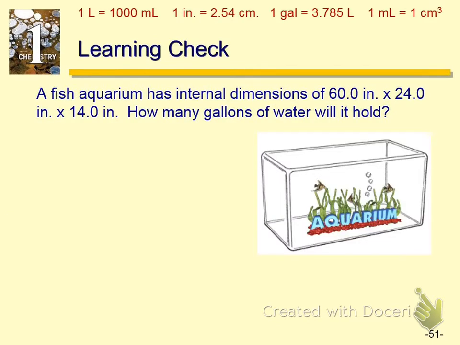Okay. How about this one? A fish aquarium has internal dimensions of 60 by 24 by 14. Okay, so 5 feet by 2 feet by, a little over a foot.